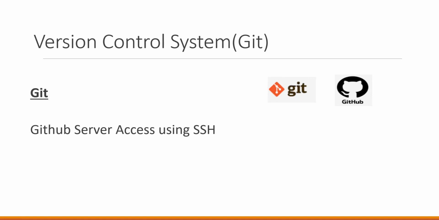In this video, we will learn how to access GitHub Server from a Git client using the SSH protocol. We can access the GitHub Server repositories using SSH and HTTPS. In this video, we will discuss how we can use the SSH protocol to access the repositories of GitHub Server.